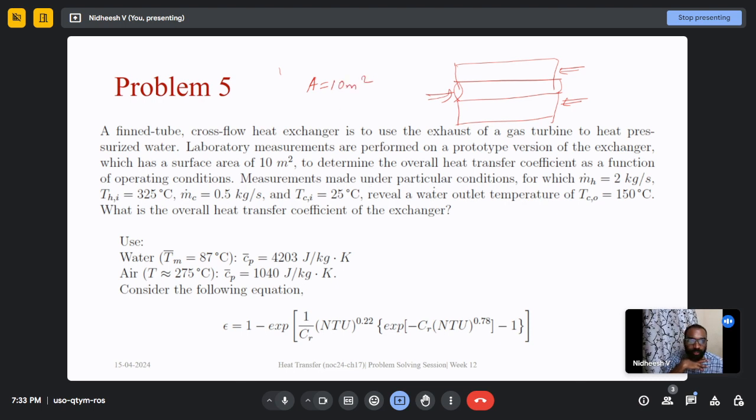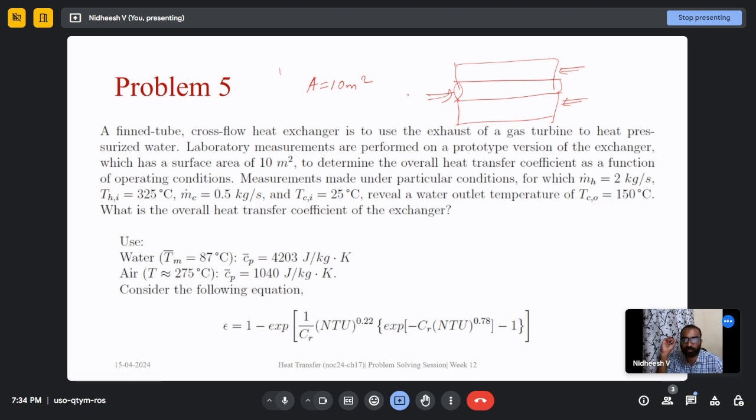To determine the overall heat transfer coefficient as a function of operating conditions. Measurements are made under particular conditions for which the mass flow rate of hot fluid is 2 kilograms per second and the mass flow rate of cold fluid is 0.5 kilograms per second, and the inlet temperature of hot fluid is 325 degrees Celsius and the inlet temperature of cold fluid is 25 degrees Celsius. For these conditions, the measurements reveal a water outlet temperature of 150 degrees Celsius.